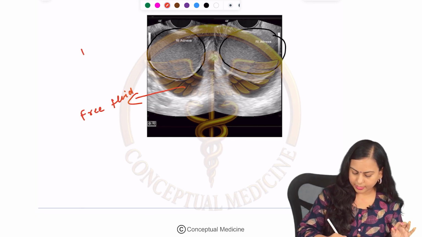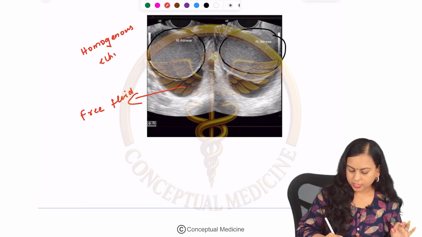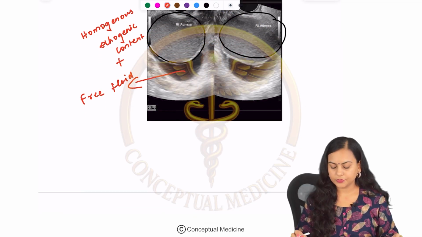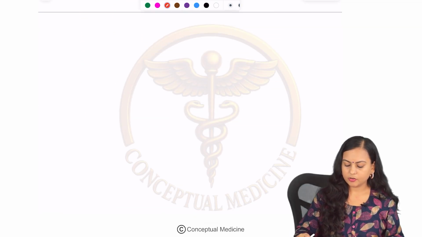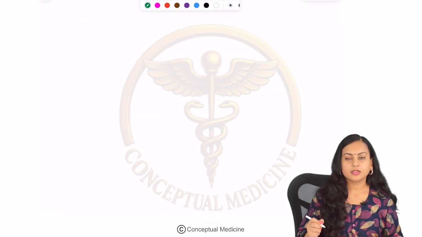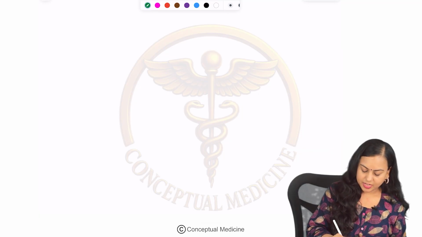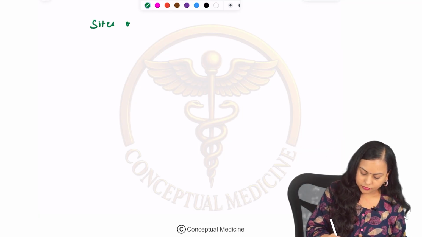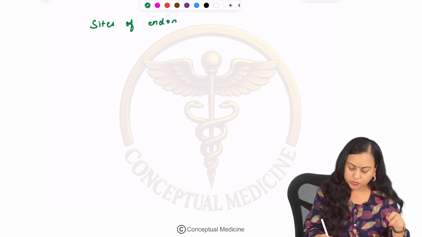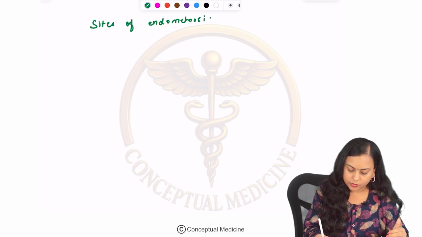So basically there is homogeneous echogenic content plus free fluid in the pelvis, okay. So this is endometriosis. Now let's discuss something about endometriosis. Sites of endometriosis. So what are the important sites of endometriosis?